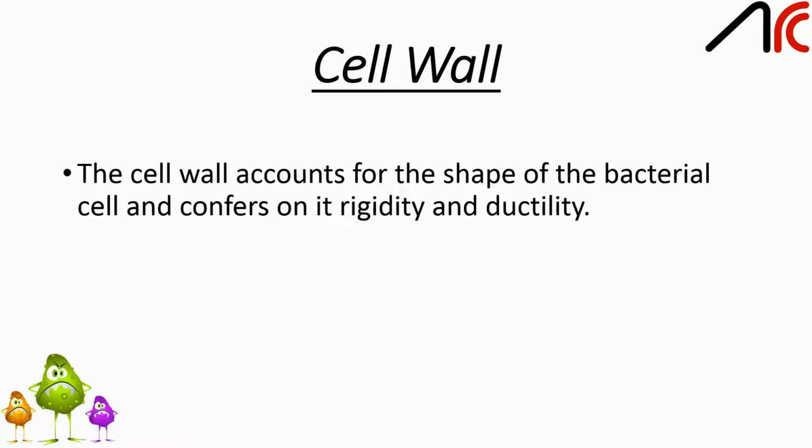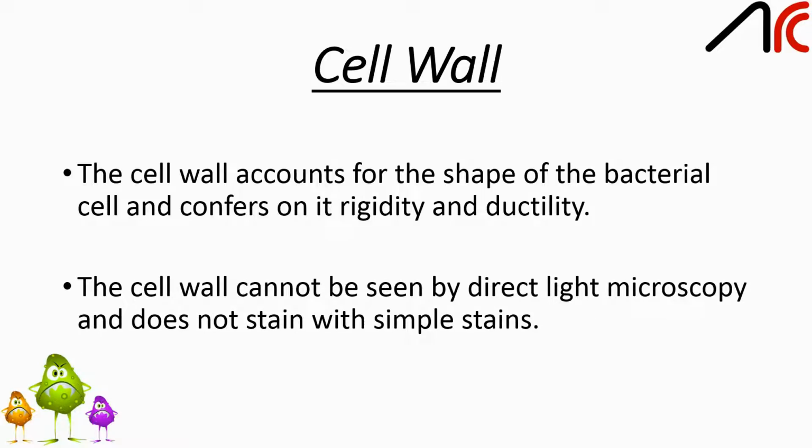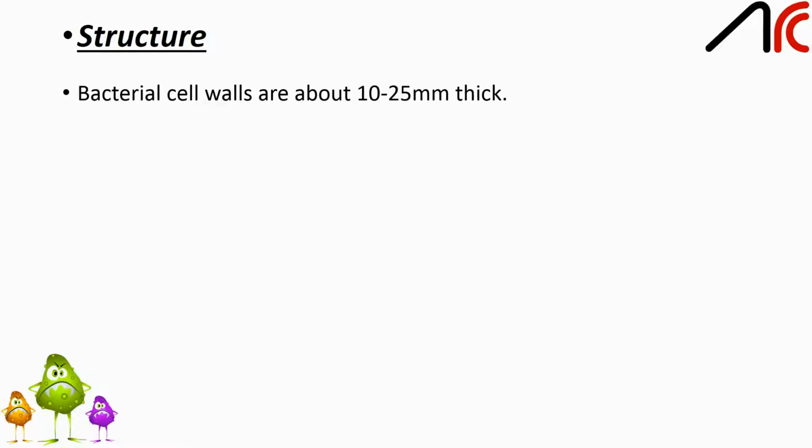The outermost layer of the bacteria is the cell wall. The cell wall accounts for the shape of the bacterial cell and confers on it rigidity and ductility. The cell wall cannot be seen by direct light microscopy and does not stain with simple stain. Structure: the bacterial cell wall is 10 to 25 nanometers thick.